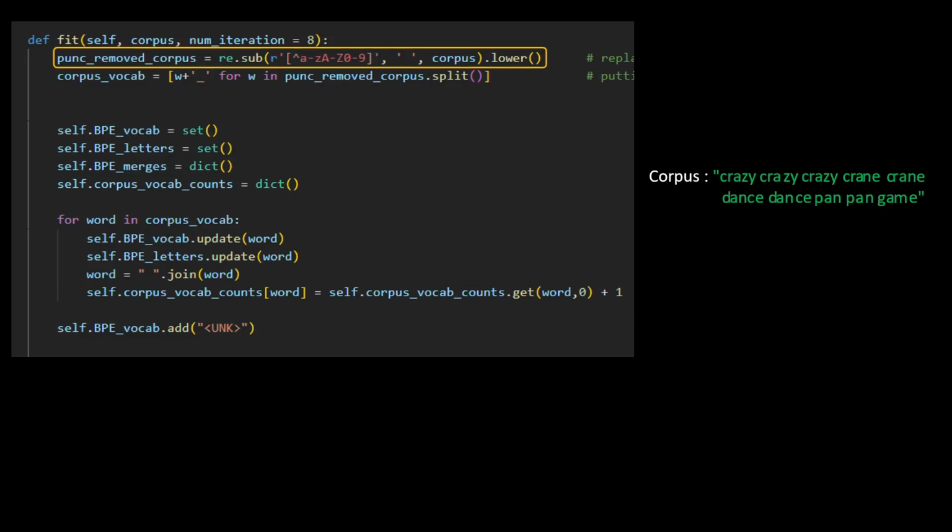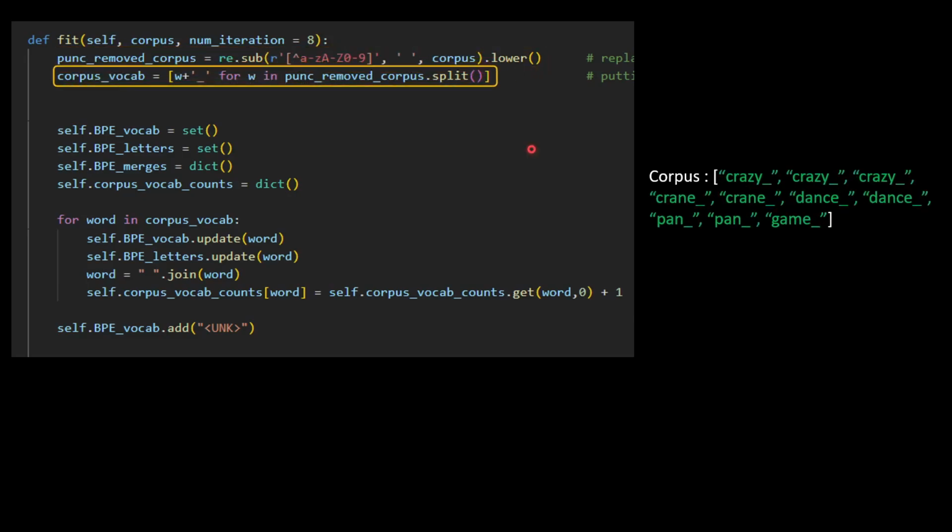After normalization, we are going to split that corpus into separate words. While splitting into separate words, we will also ensure we include an underscore at the end of each word, because this will signify the end of each word in our algorithm.